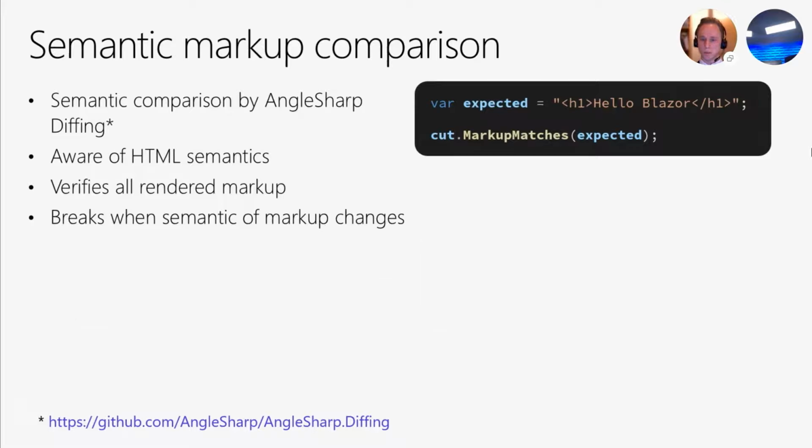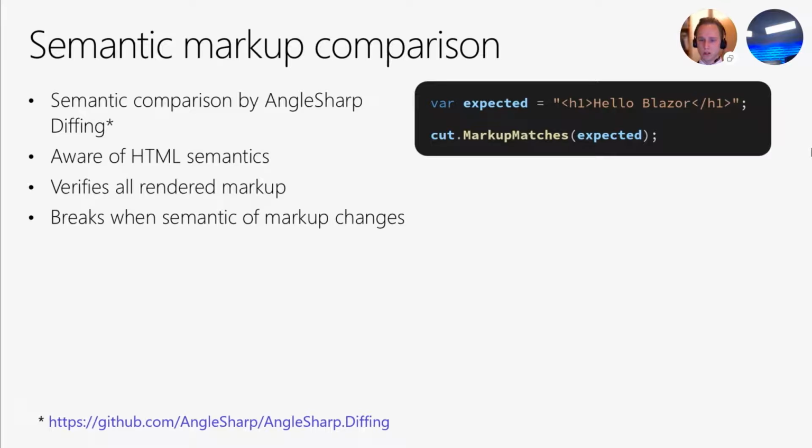We also get the possibility of doing more complete tests. We can verify all the rendered markup and thus be sure that only the DOM nodes we expect to have changed are changed. In the example here on the right, we are using the MarkupMatches method. It allows us to verify that the rendered markup from our CUT matches the expected markup string.